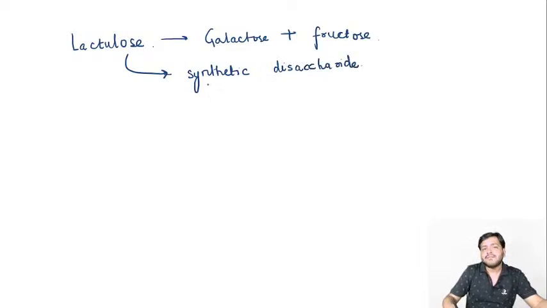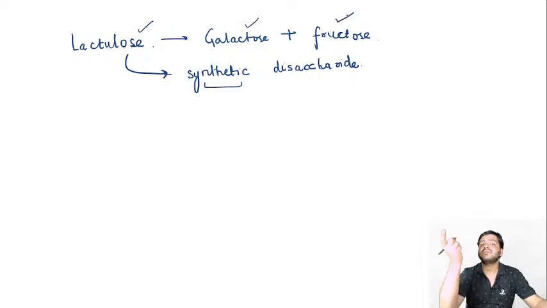Synthetic, why? Because we have made it. Human beings have made it, the compound that is named as lactulose. It's a disaccharide because it is made up of two sugar units, that is galactose and fructose. When we talk about lactose, it is galactose plus glucose. When we talk about lactulose, it is galactose plus fructose.